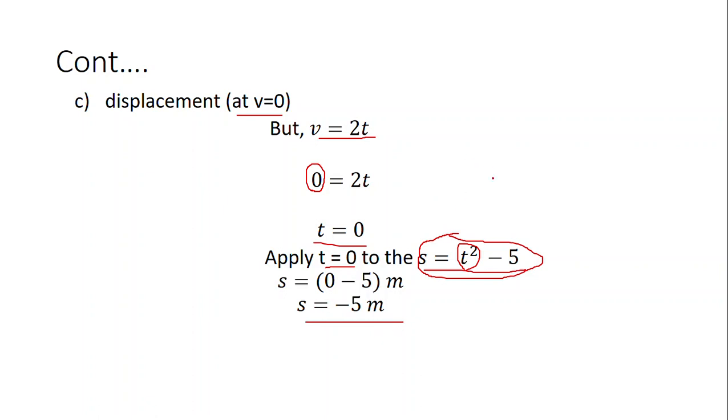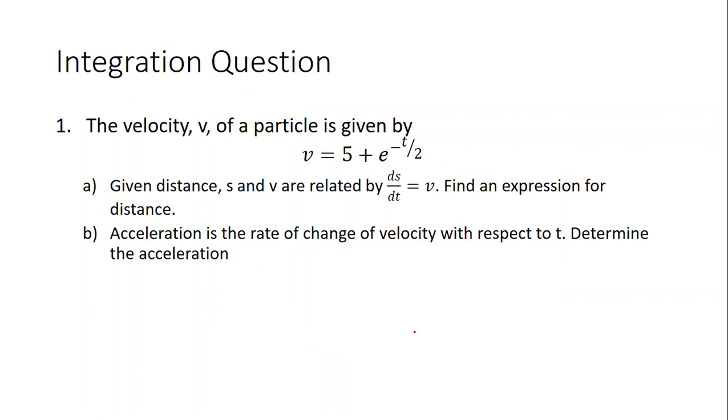Minus 5 meters means displacement is a vector, so we need to mention whether it is to the right side or the left side. Here minus 5 means it moved to the left side, so the answer is minus 5 meters. This is the application of differentiation. Next we will move to the integration question.